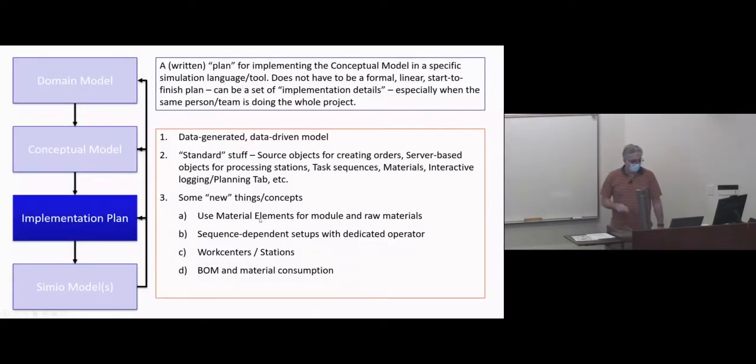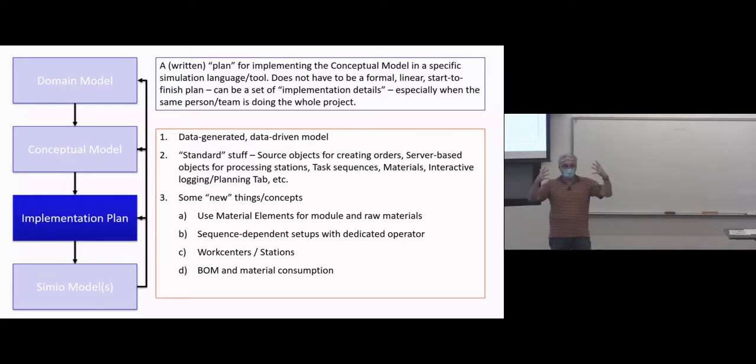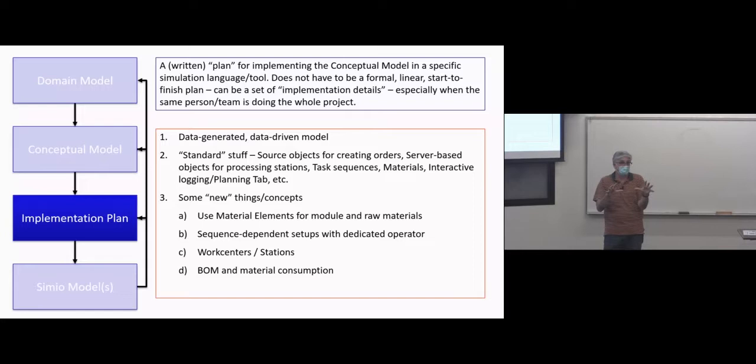The second thing: sequence-dependent setups with a dedicated operator. Now, if you have never seen sequence-dependent setups in Simio, the key at this point in the planning process is to stop, open Simio, go to the help, search for setup, and just look at what it gives you. About the fifth one down is a SimBit for doing sequence-dependent setups. So look at the SimBit, look at the help, look at whatever, but you're trying to get an idea of how it works. Because we're transitioning from conceptual to implementation, and you have to say to yourself, how does this work in Simio?